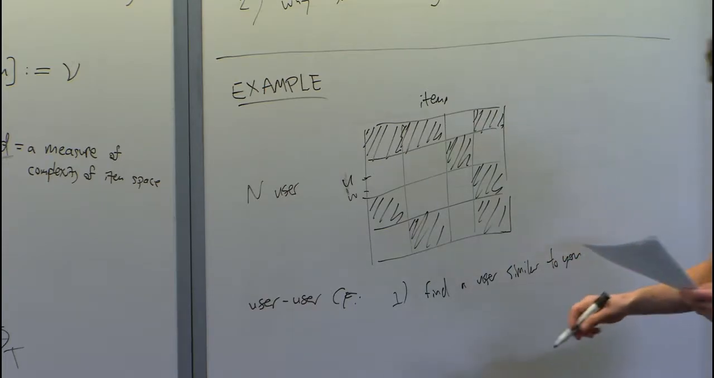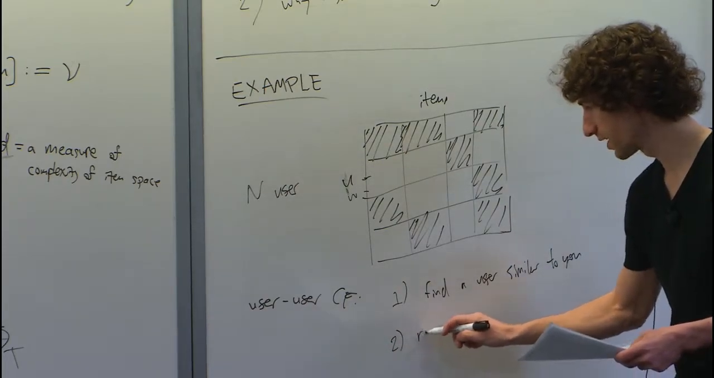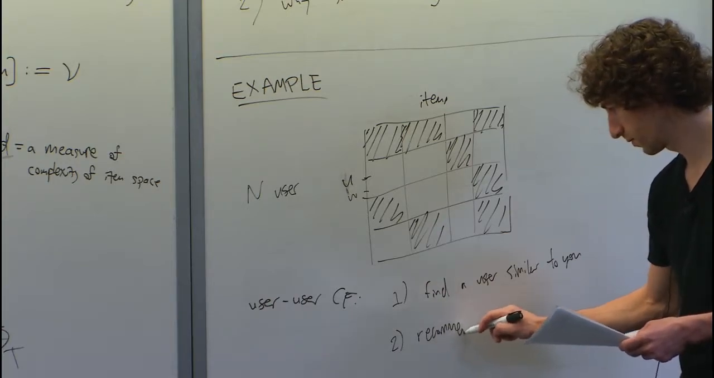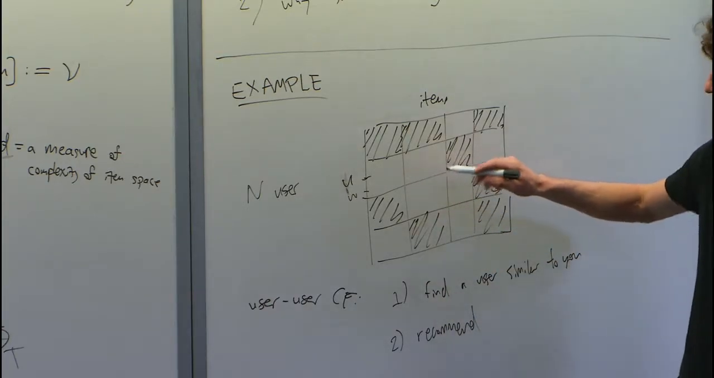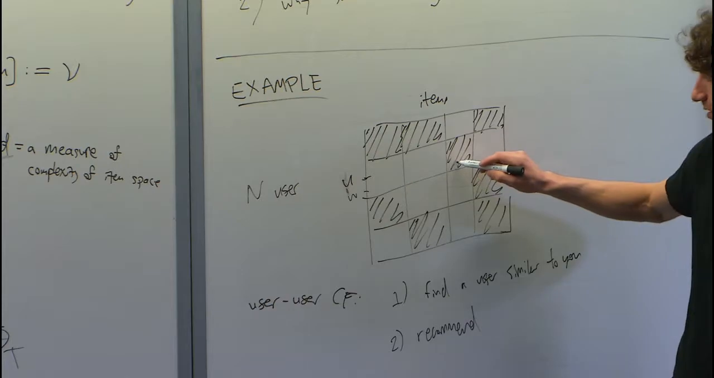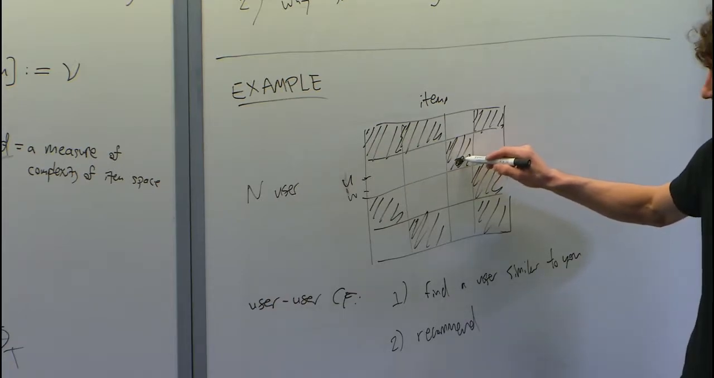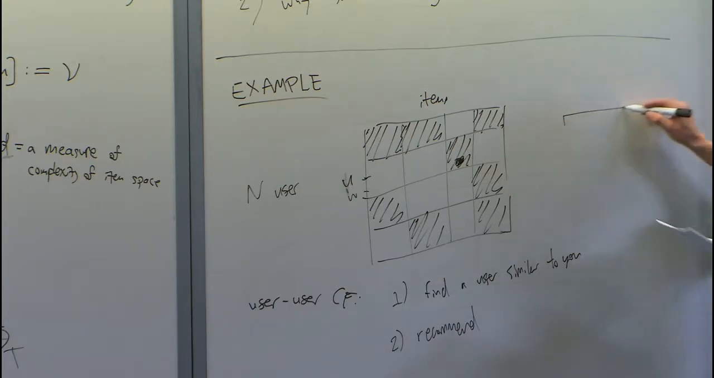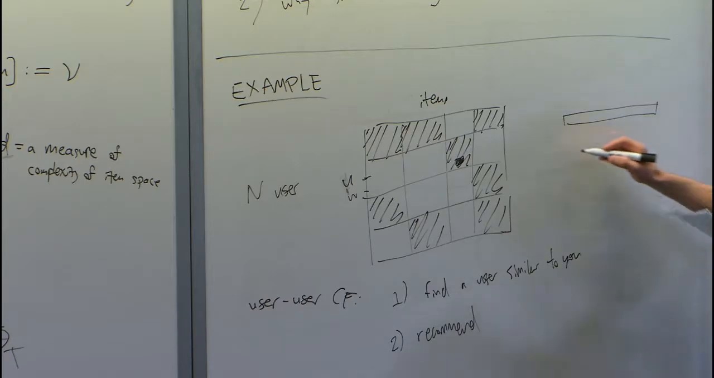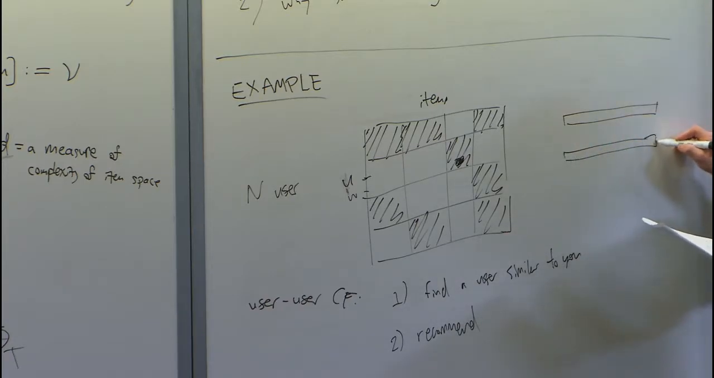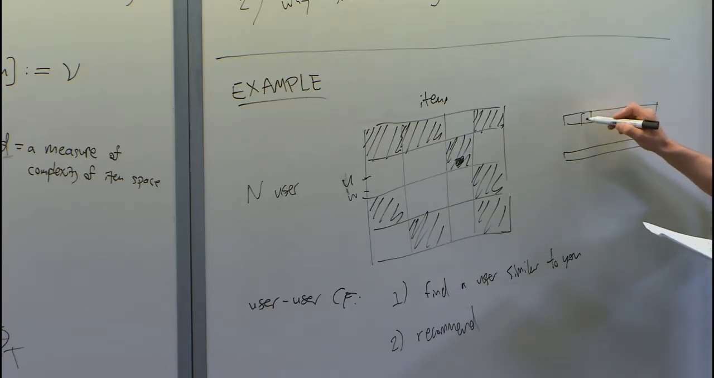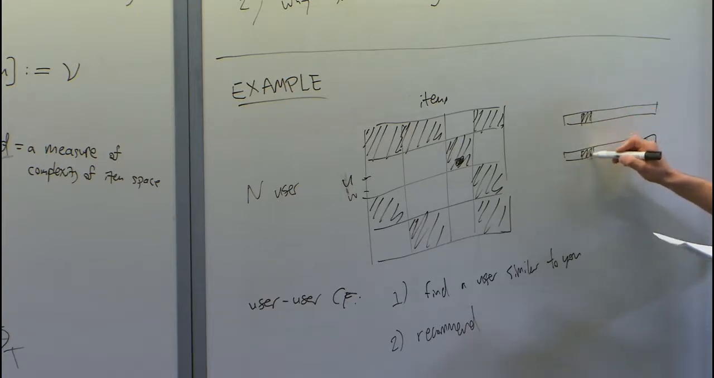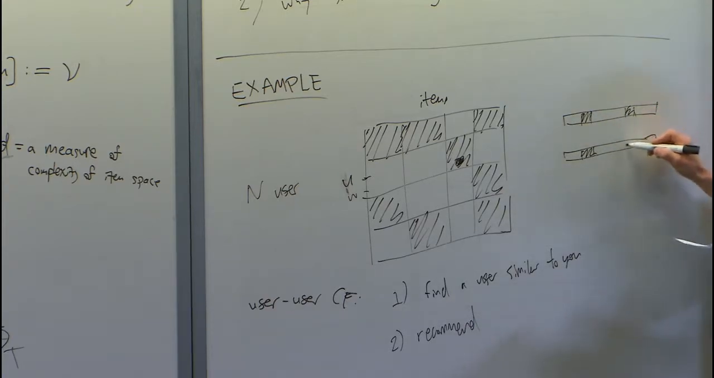So you find a user that's similar, and then you recommend an item that they like. So, okay, user W has liked this item. You can recommend that to user U. Okay, and the basic idea behind finding a user that's similar is you're comparing these two rows. You reveal some of the entries in the two rows, and you decide they're similar if most of the revealed entries are in agreement.